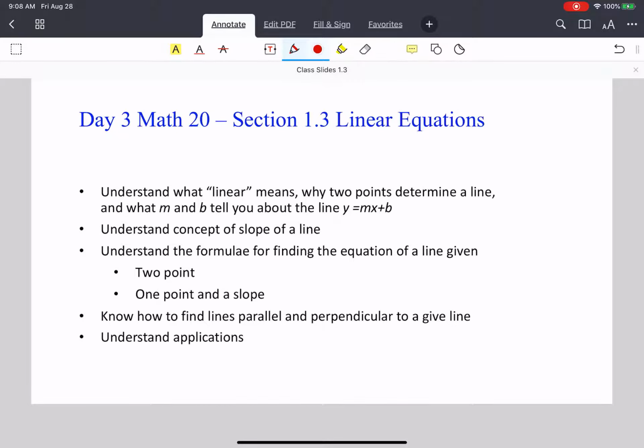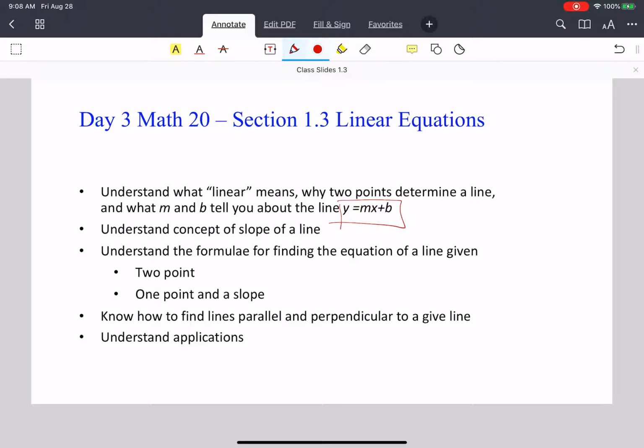In this video, I will be talking about linear equations. Specifically, we're going to talk about what linear means, why 2 points determine a line, and we're going to talk about the specific equation we call y equals mx plus b.